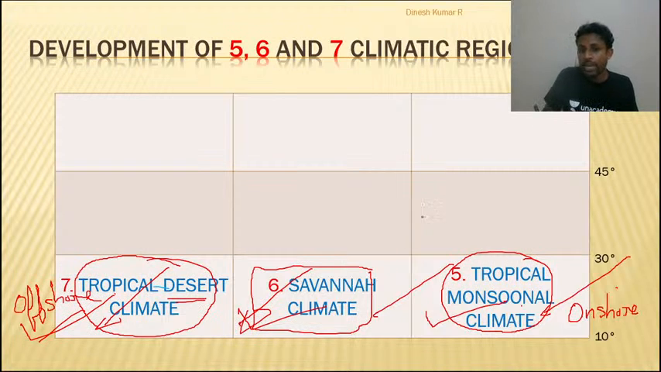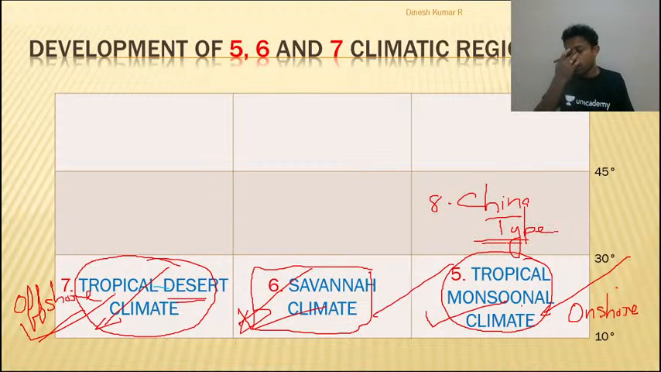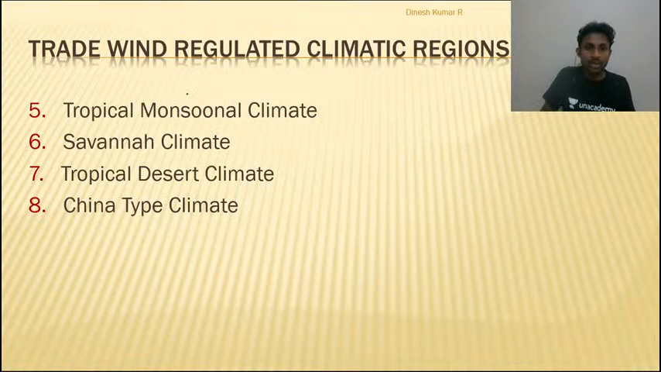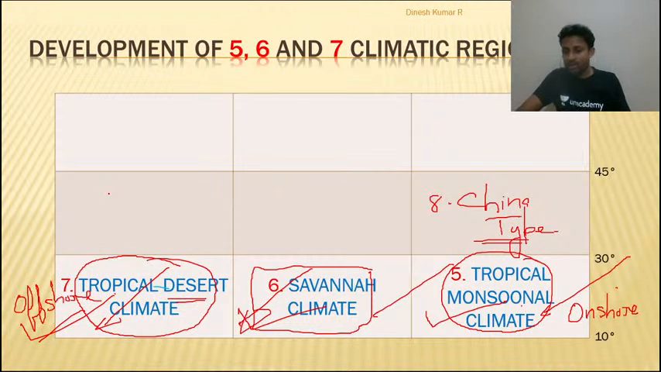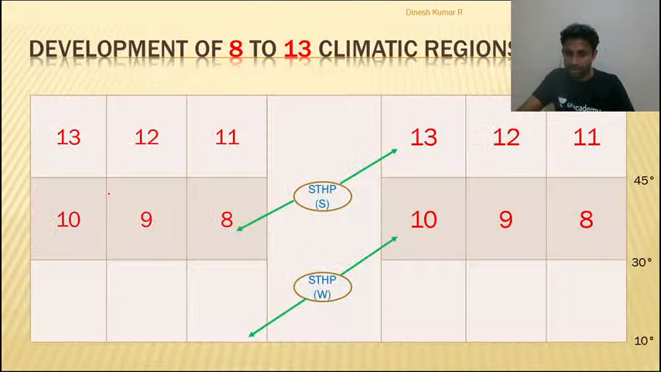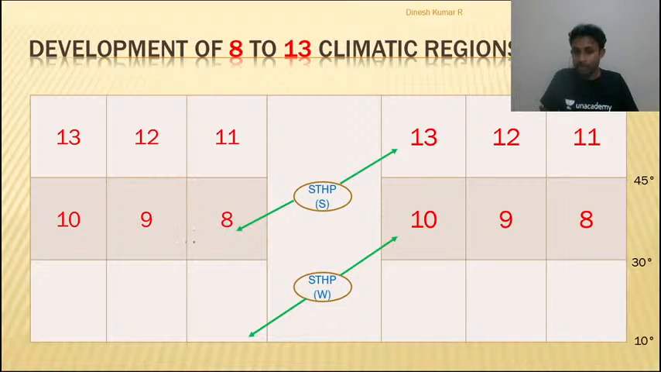Now here I have one more climatic region, which is number 8, also referred as China type, also referred as China type world climatic regions. So what is China type? I have included China type under the trade wind regulated world climatic regions, right? So how is that trade wind regulated? I hope you all know about the pressure belts. Those who are good with the basics of climatology will know that there is an equatorial low pressure belt.